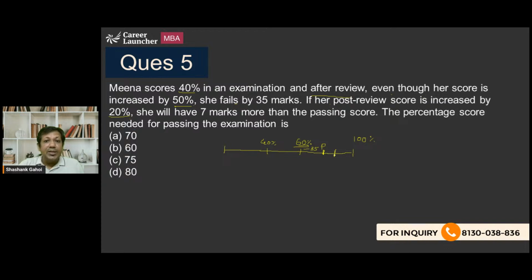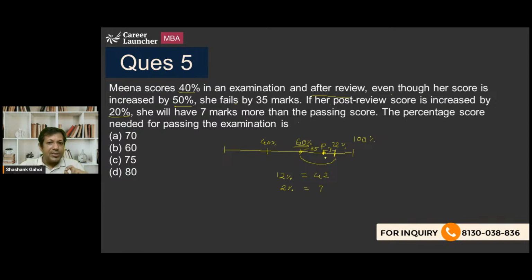Means if she is supposed to score 72%, then she will have 7 marks more than the passing score. So this difference comes out to be 7, and that's what the question is saying. So 60% to 72%, I can say it is 12%. From here to here, we have 35. From here to here, we have 7. So this value comes out to be 42. So 12% of the total marks is equal to 42. Can I say 2% of the total marks is equal to 7? So 2% of total marks is 7.